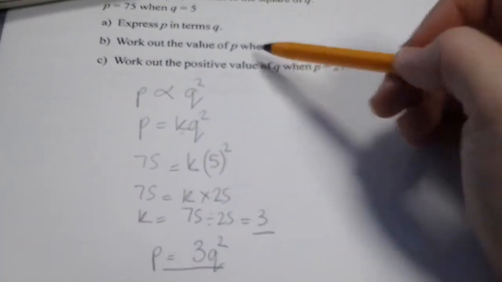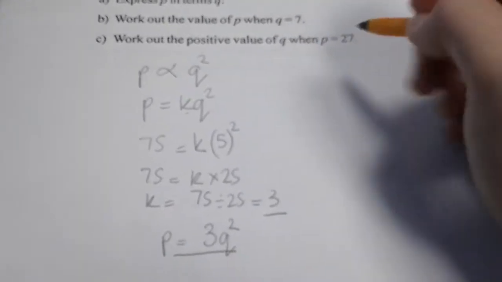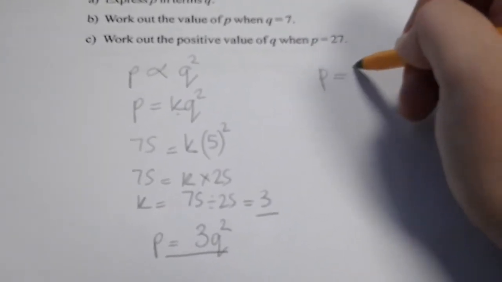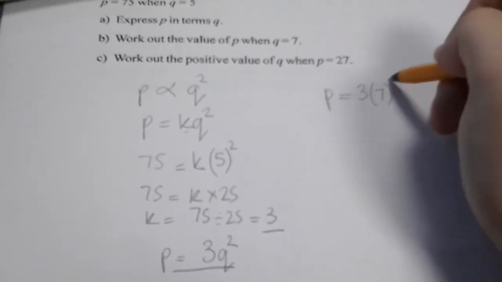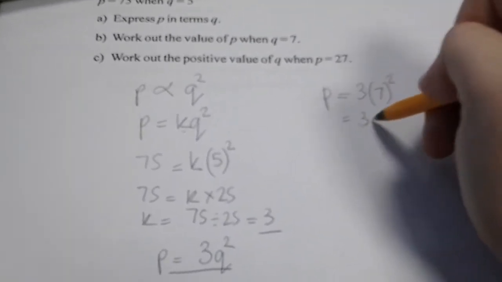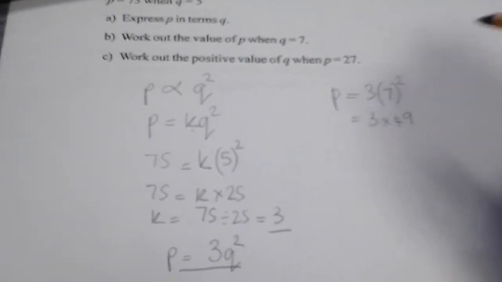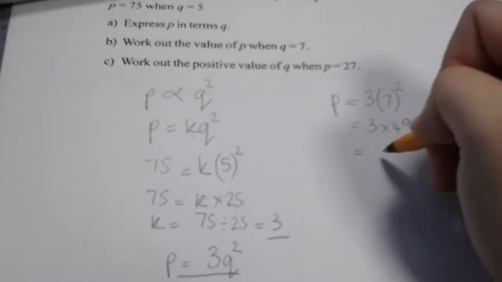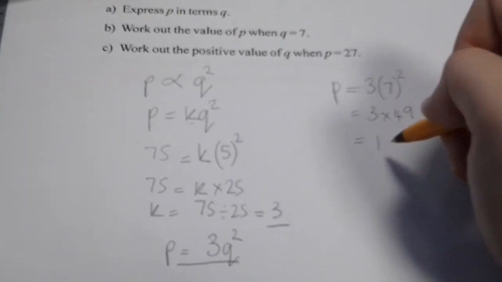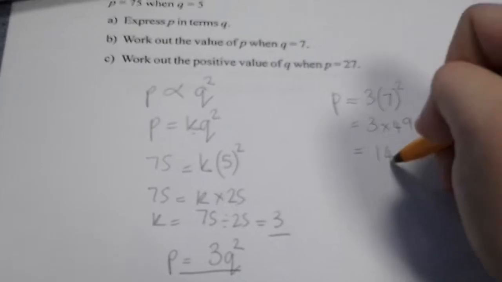Part B, it says work out the value of p when q equals 7. So p equals 3 times 7 squared. So that's 3 times 49, which is 147.